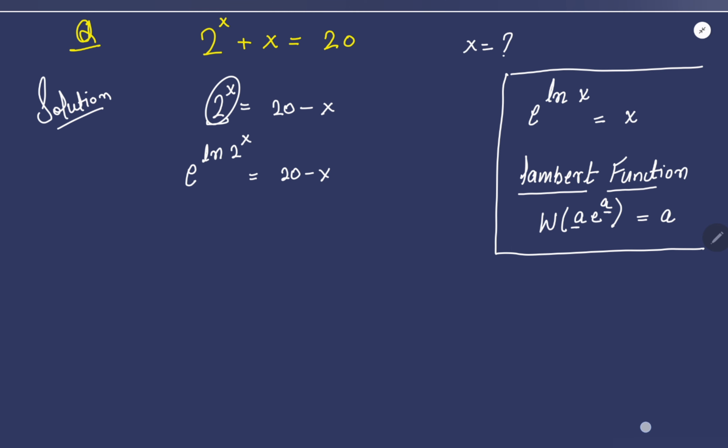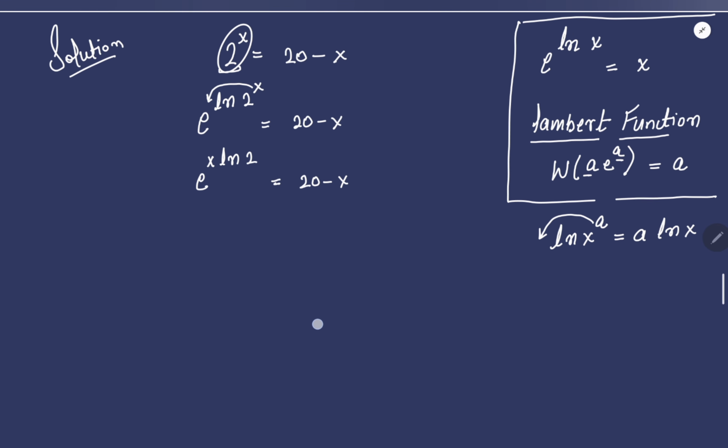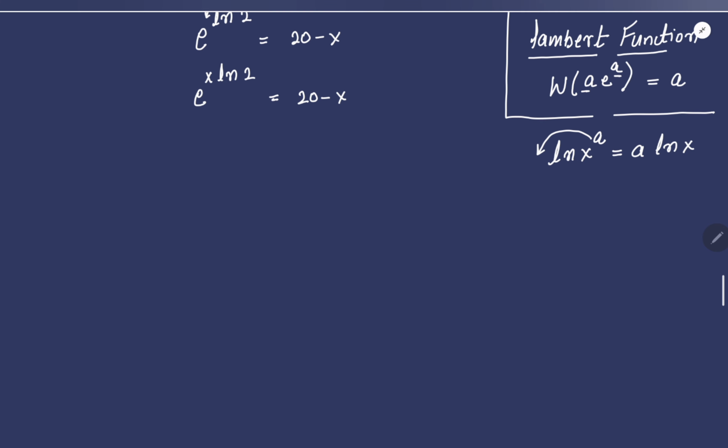There is a rule that e raised to power ln x raised to power a is a ln x. That this a comes here, so this x will come here. e raised to power x ln 2 is equal to 20 minus x, right? Now after this I need to solve this. How will I solve this?